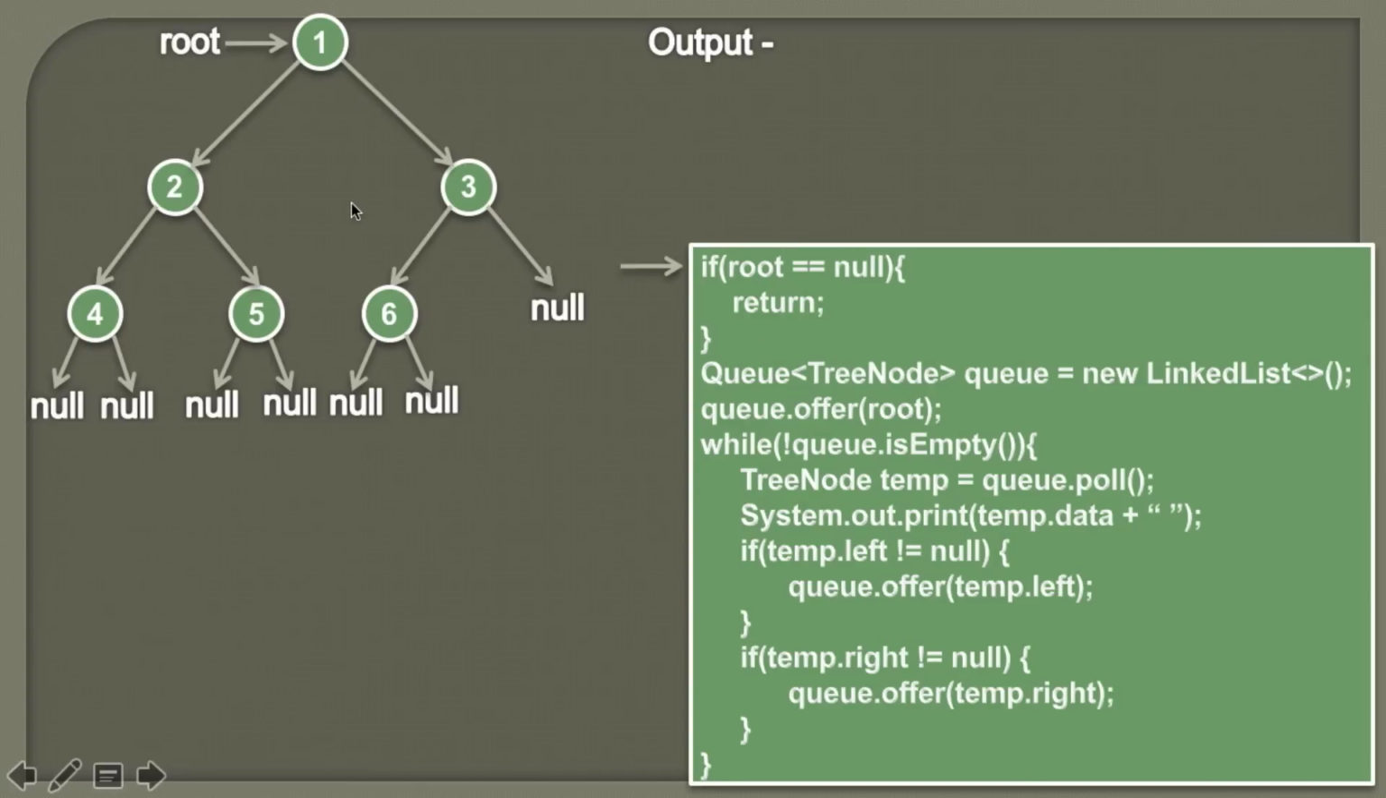So let's suppose we are given this binary tree where root is pointing to the node 1. When this algorithm starts, we first check whether root is equal to null or not. If root is equal to null, then we simply return from the method because there are no nodes in the binary tree to be traversed. And here you can see as root is pointing to the node 1, therefore the condition in the if block comes out to be false.